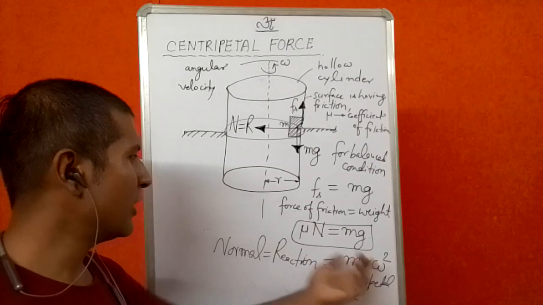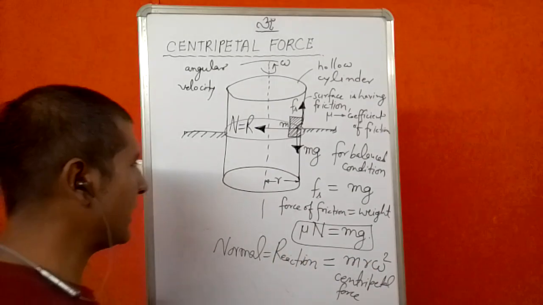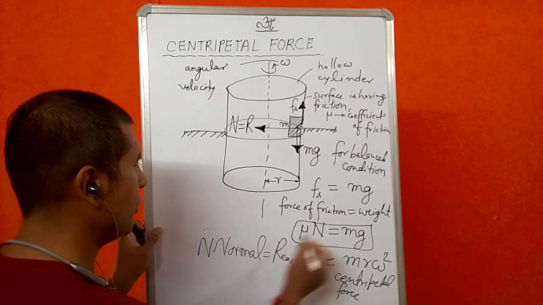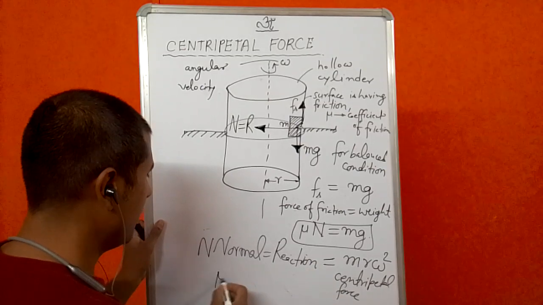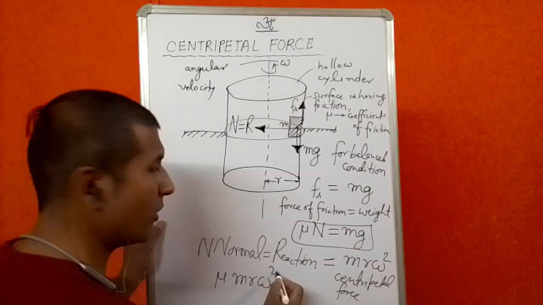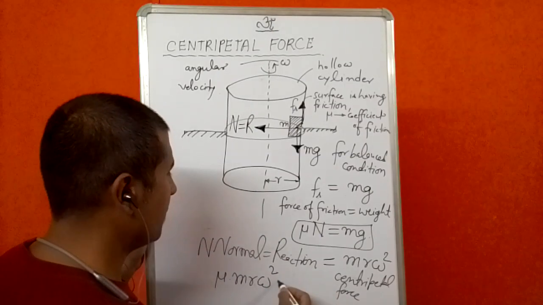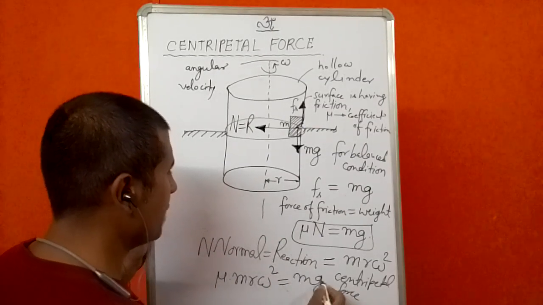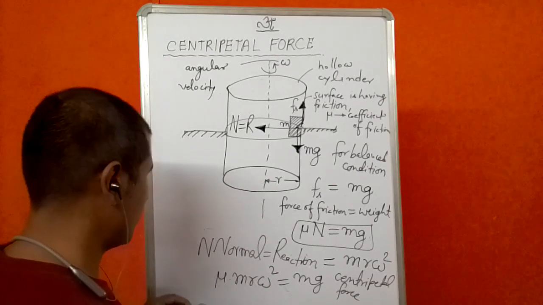Which must be equal to m r omega square. Now, this normal is nothing but N. What do you have to do? You have to equate it with mu times N. What's the value of N? m r omega square, right? It must be equal to m times g. Correct?